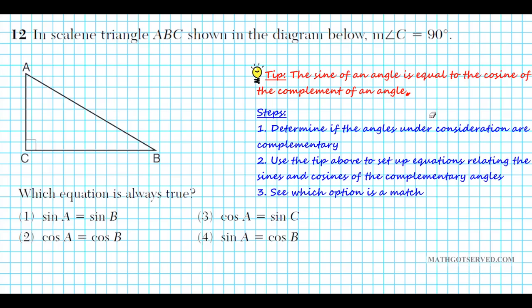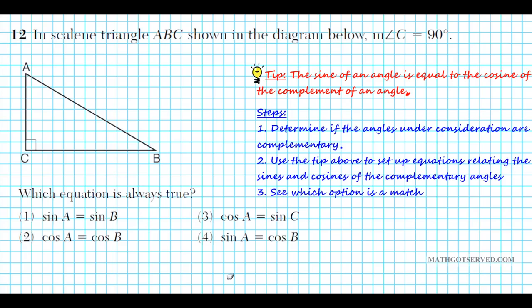Steps are as follows. First, we're going to determine if the angles under consideration are complementary. In other words, do you see all the options here? A, B, A, C. Which ones add up to 90 degrees? Then we're going to use this tip to set up equations relating the sines and cosines of complementary angles. And then we'll see which option matches the setup that we have.